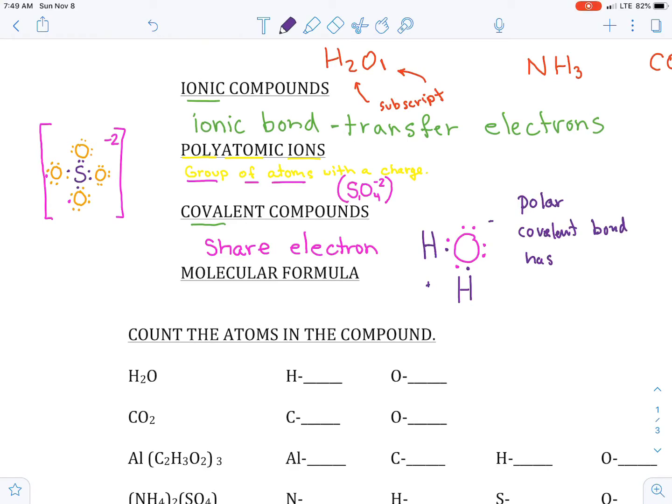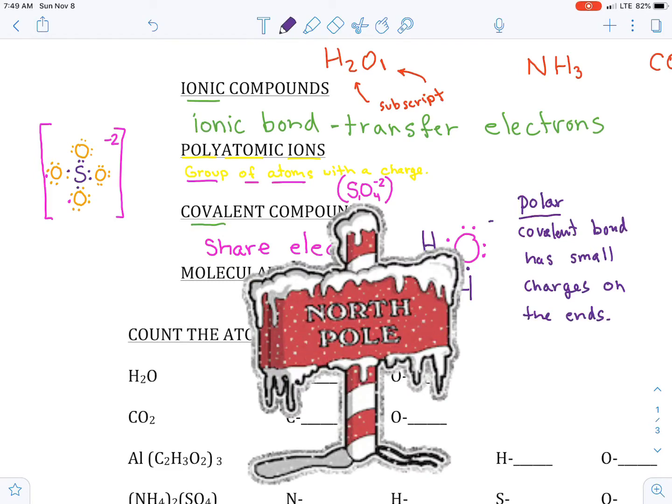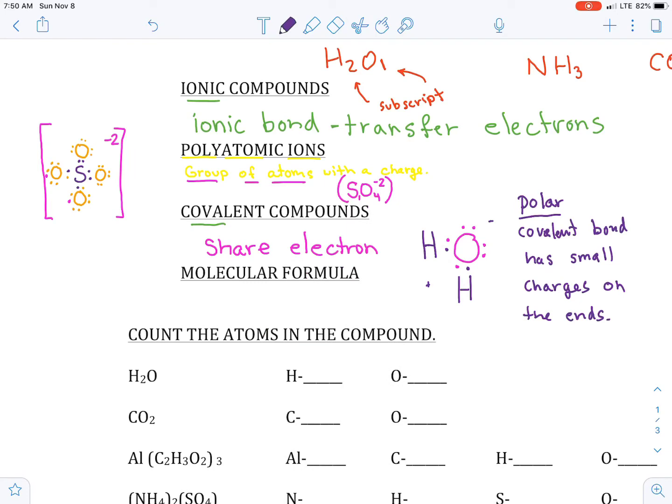A covalent bond has small charges on the ends. Right? And if you think about polar, what does polar mean? It doesn't mean that it's cold. Polar means that it has sides. The North Pole, the South Pole. It's the top of the Earth. It's the bottom of the Earth. And what are they? Poles of a magnet, right? Poles are the sides, the charged sides of things.